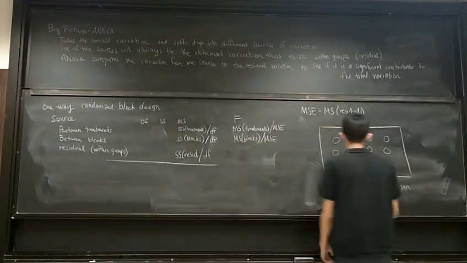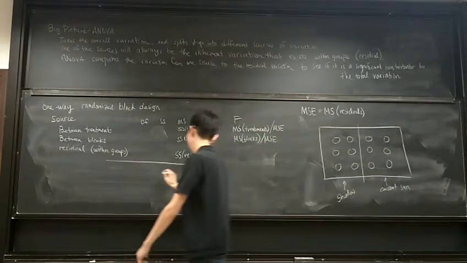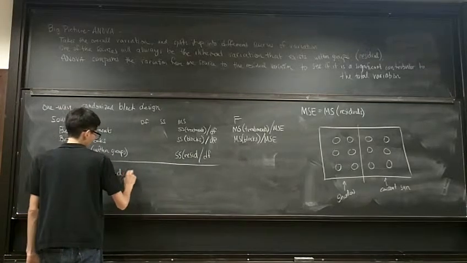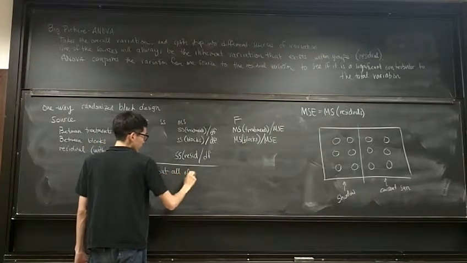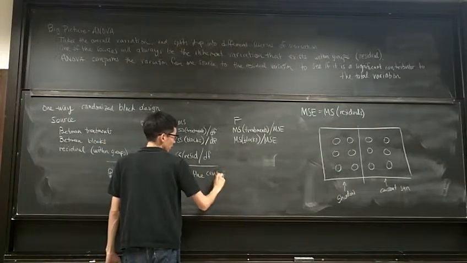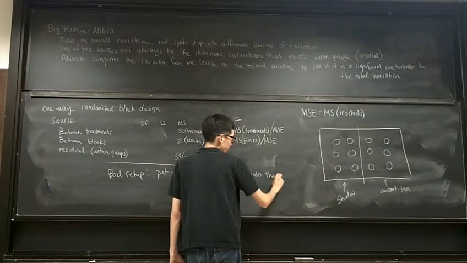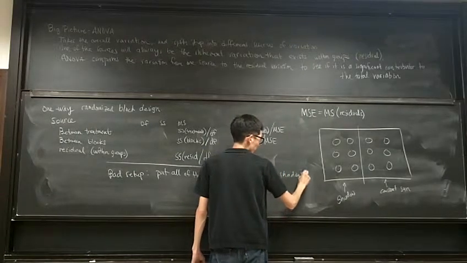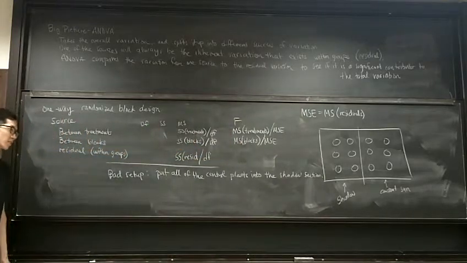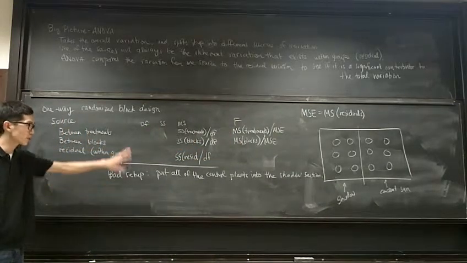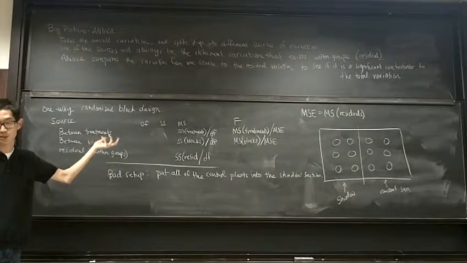So here I want to make sure, so a bad setup would be to put all of the control plants into the shadow section. Okay. And again, that's because in the analysis, if I notice the control plants didn't grow, I don't know if it's because they were the control group or if it's because they were in the shadow.